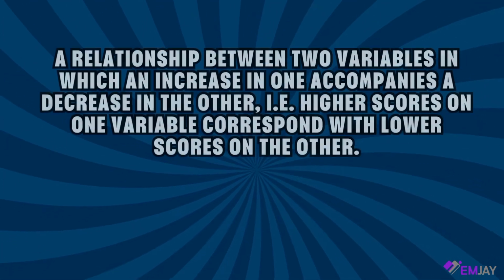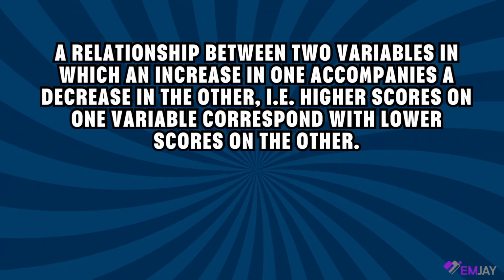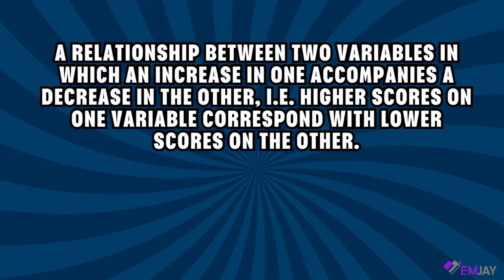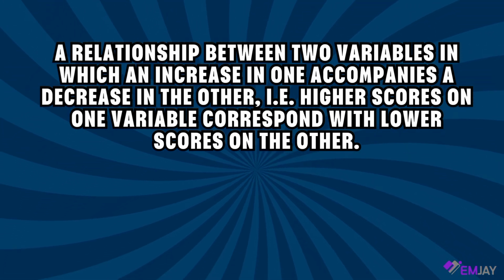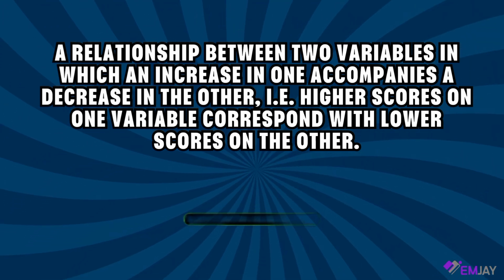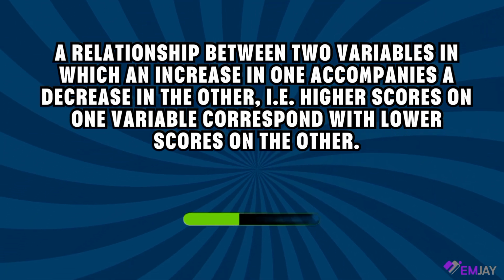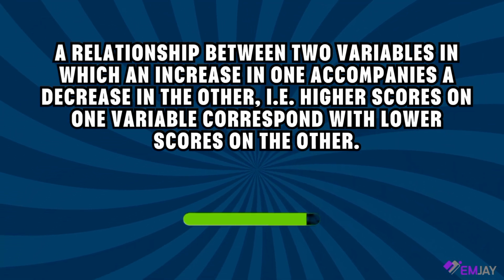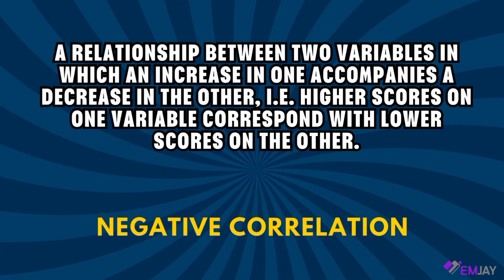Almost there. A relationship between two variables in which an increase in one accompanies a decrease in the other, that is higher scores on one variable correspond with lower scores on the other. And the correct answer is negative correlation.